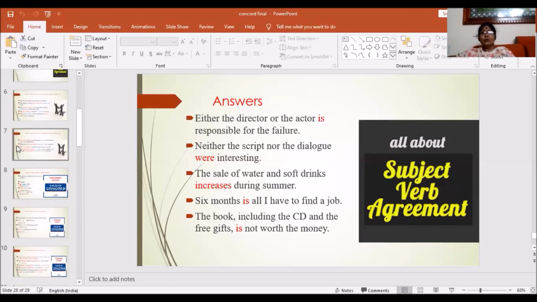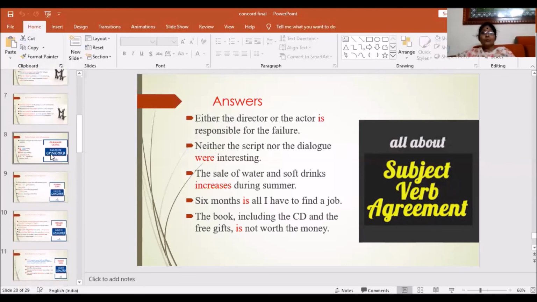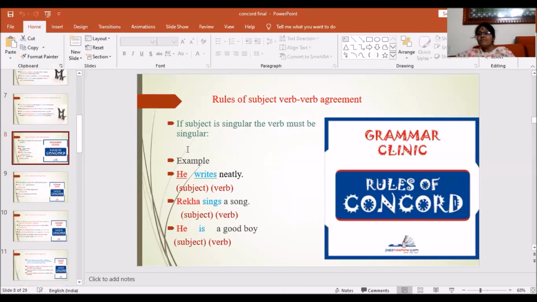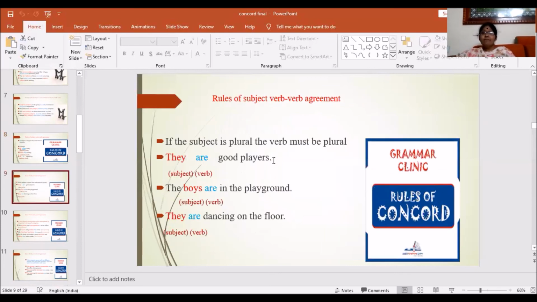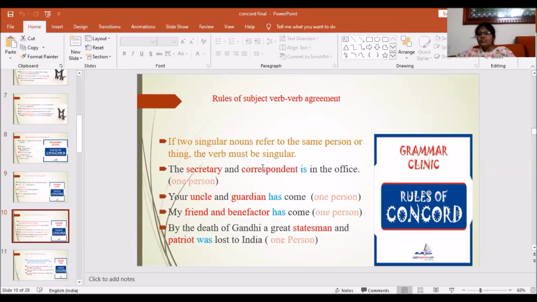Now just to conclude, let us just look at the rules once again. What is our first rule? If the subject is singular, the verb must be singular. If the subject is plural, the verb must be plural. Right? If two singular nouns refer to the same person or thing, then the verb should be in singular.